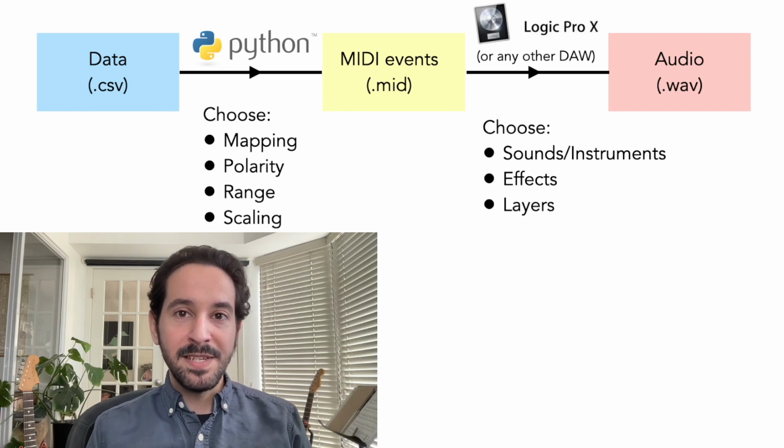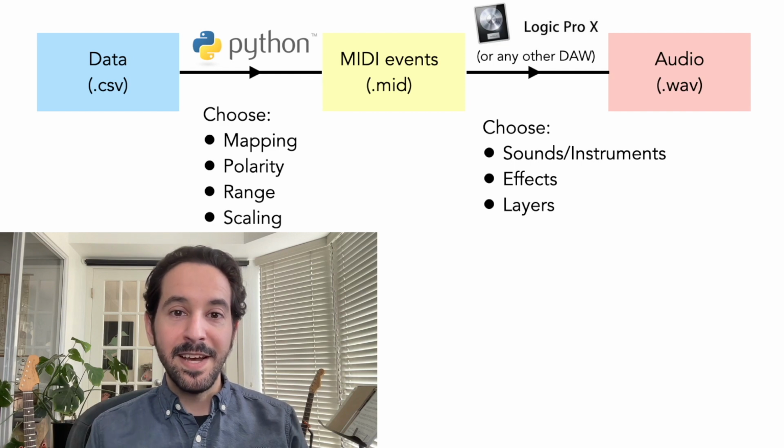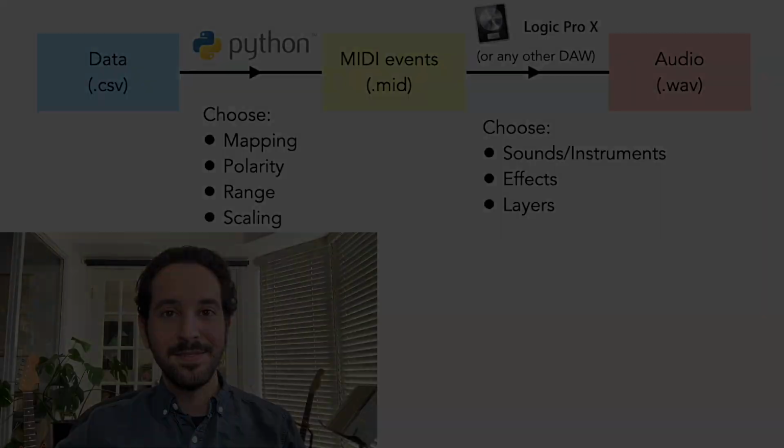This is where you basically do your music production stage. You get to bring the data to life by giving it whatever sounds or instruments you like. You get to add effects and layers, and you can really go nuts and make it into something more musical if that's what you're after.